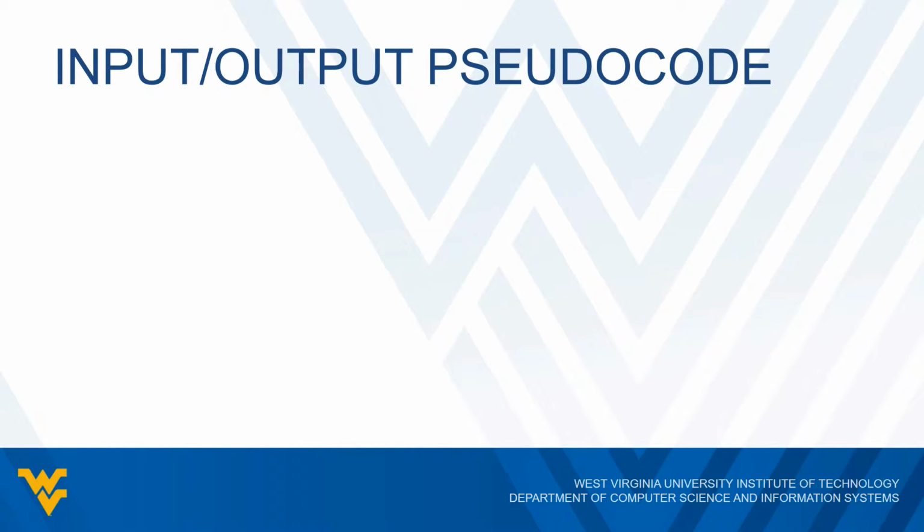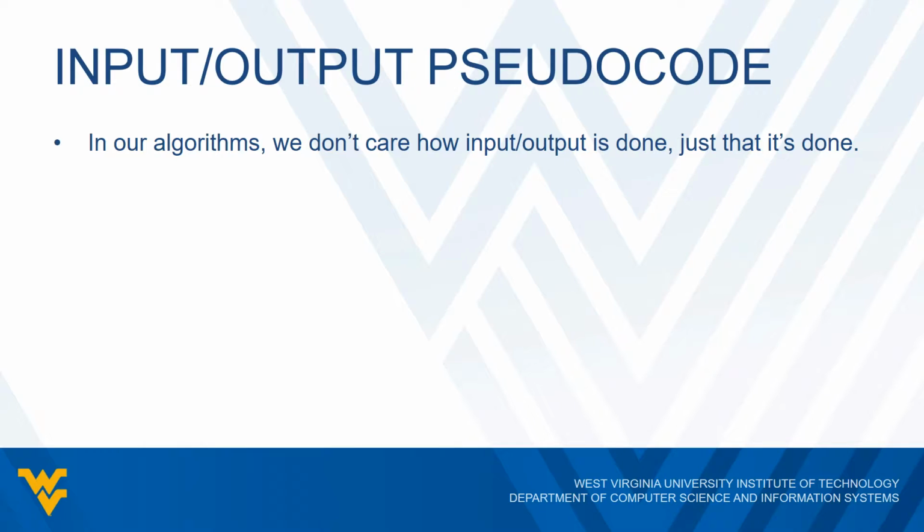When it comes to writing our algorithms, we really don't care how the input and output are done. All we care about is just that we do it, because the way input and output are handled varies by programming language. It's different how we do it in Java, it's different how we do it in C++, it's different how we do it in some other language. So when we write it up, all we care about is just saying, get the input, get the output.